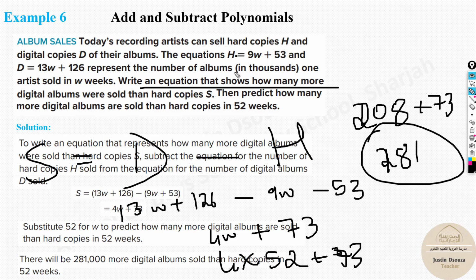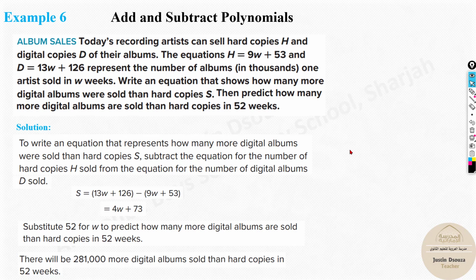But remember, in the question it was told in thousands, right? So this 281 answer you get is in terms of thousands. It's 281,000. You'll get 281 in your calculator, but it's in terms of 1,000. So there will be 281,000 more digital albums sold than hard copies in 52 weeks.